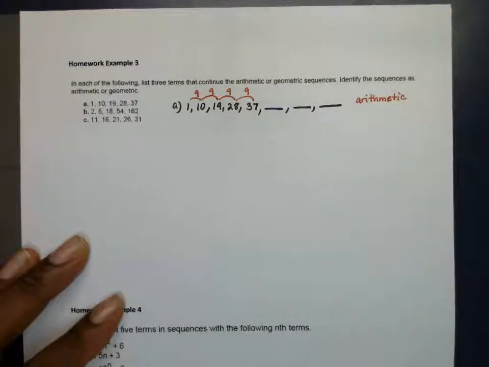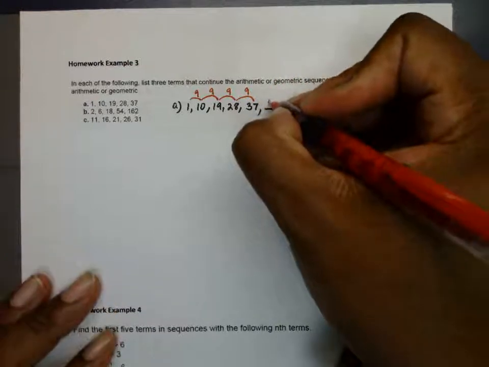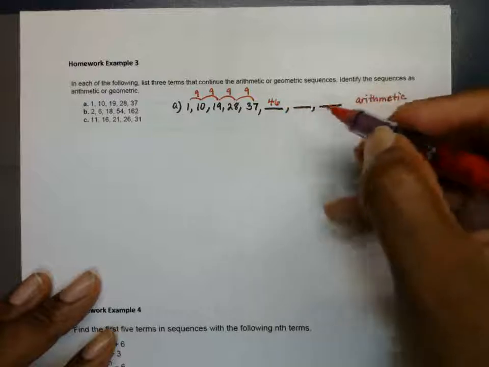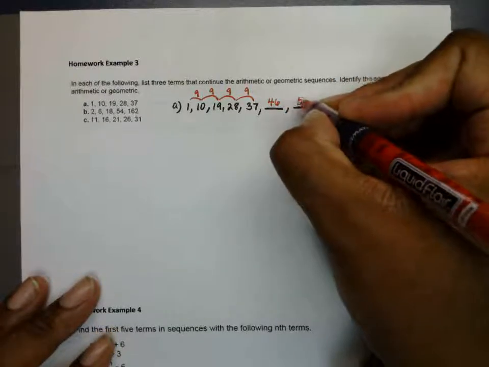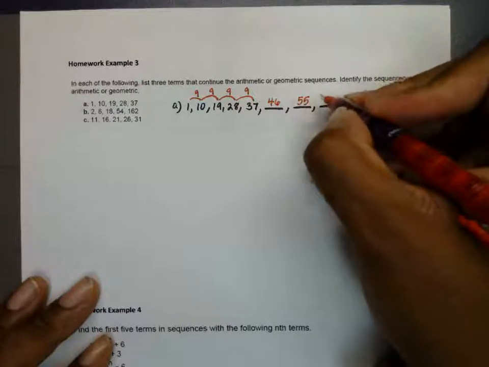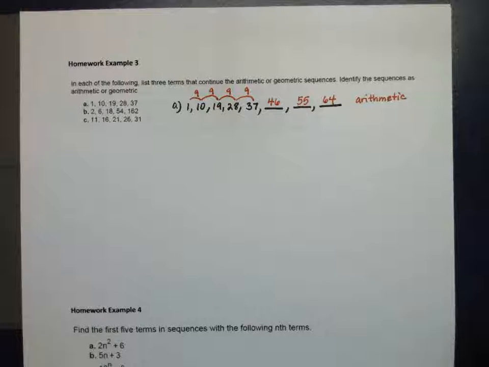So if we want the next 3 terms, we're going to add 9 to the 37. That would give us 46. Add 9 to the 46, you'll get 55. Well, add 9 to the 55, you'll get 64. Okay, so here, this is an arithmetic sequence because we're adding 9 each time.